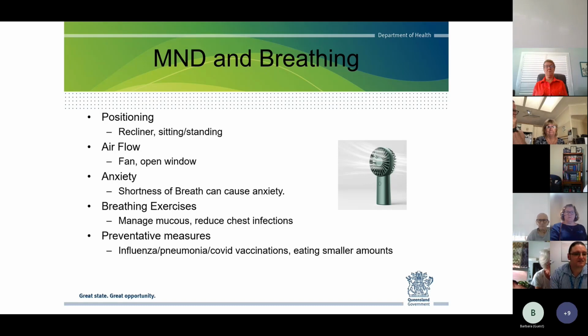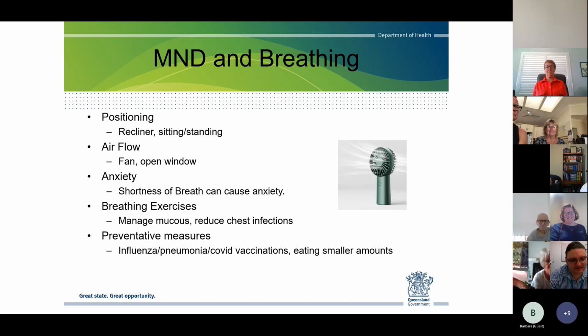And breathing exercises, I don't get too much into these, but there are other faculties that do this, and the benefit of breathing exercises is managing mucus and reducing chest infections. It also, like, didgeridoo, I've heard that really fixes your breathing up, but I'm not saying for you guys to start didgeridoo, that's just an example.